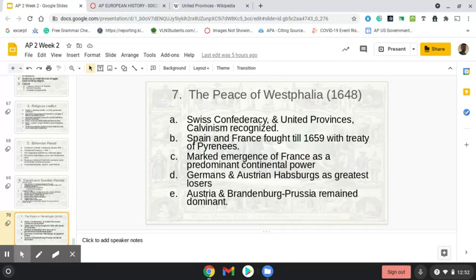So, Swiss Confederacy recognized, United Provinces recognized, Calvinism would also be recognized. The Catholic forces will no longer consider them to be evil. Well, maybe they do, but they're not going to take any action because of it. Religiously, they just went back to whatever the Peace of Augsburg was. Whatever the local ruler decides is the religion, then that will be the religion of the territory.